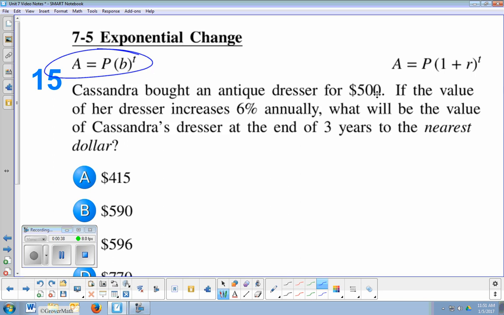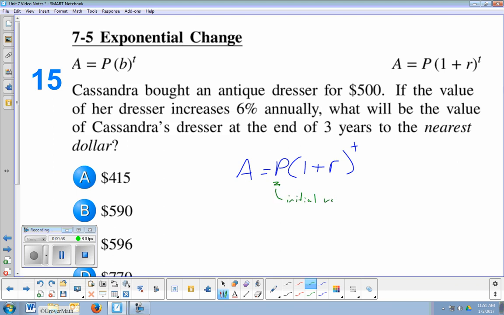And then what you're more familiar with is this, and let me write this down here so I can illustrate on it a little bit more. A equals P times (1 plus R) to the T. And what this stands for: P stands for principal, or initial value. And 1 is the number 1. R stands for rate, and T stands for time.